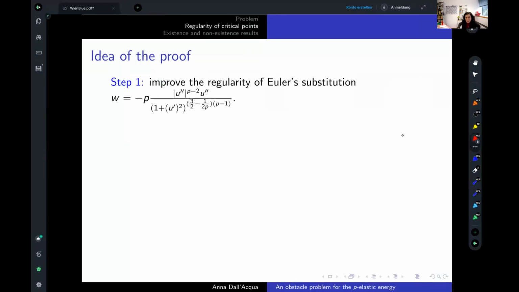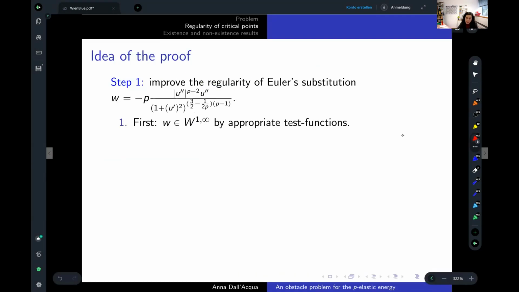The first step is to first improve the regularity of Euler substitution. We have a second order differential equation in weak form for Euler's regularity, and then taking appropriate test function, we can see that Euler substitution is W1 infinity. So notice the relation between Euler substitution and U.